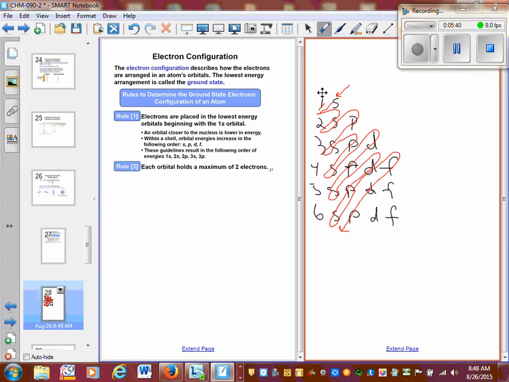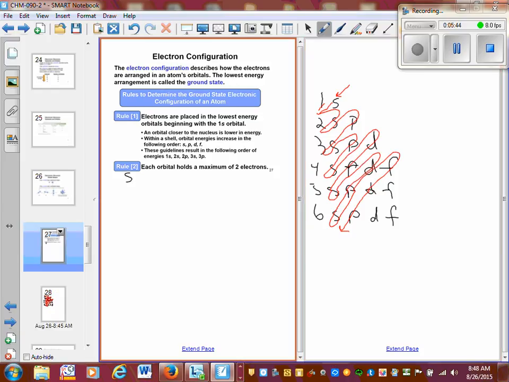What you have to remember: S is how many electrons total? 2. P is 6. D is 10. And F is 14. So let's take a pretty good size element. Let's take tungsten. How many electrons in tungsten? 74. Same as the atomic number. Remember, the atomic number is the number of protons and the number of electrons.